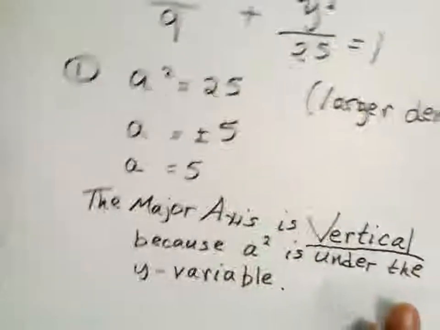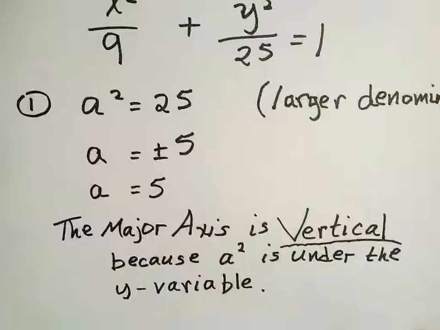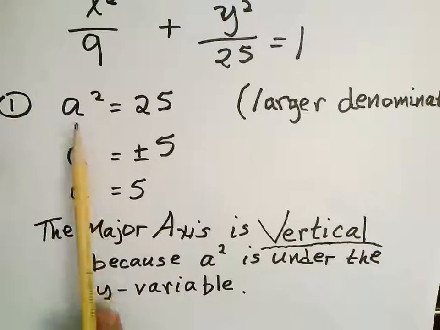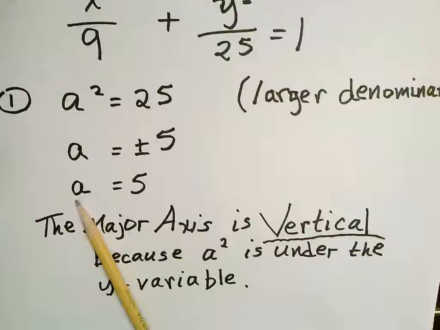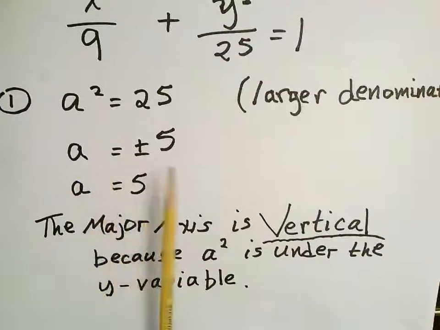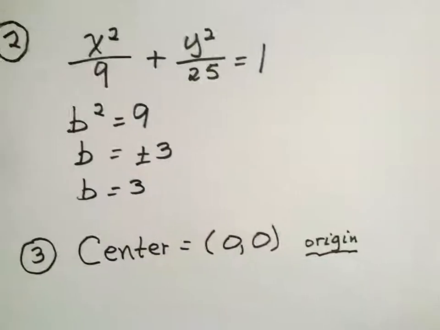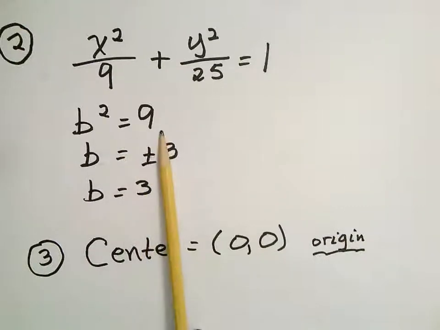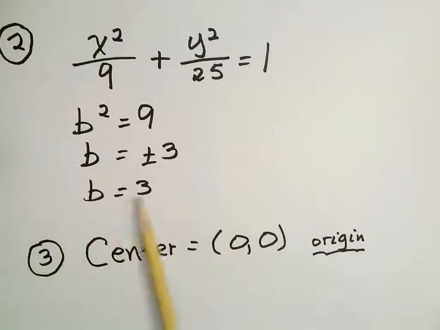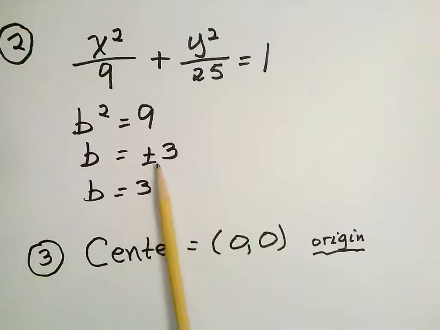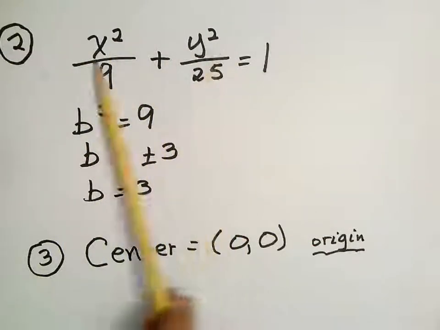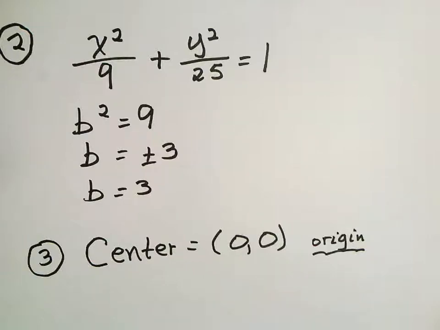I need to say something about the A. If the A squared is 25, then we take the square root and get plus or minus 5, but the A is 5. The plus or minus just means we're going up and down. Then we find our B squared, which is 9. The B is plus or minus 3, so the B is 3. The plus or minus just says that, since it's under the X variable, we're going left and right. Since nothing is being subtracted from the X or the Y, the center is at the origin.